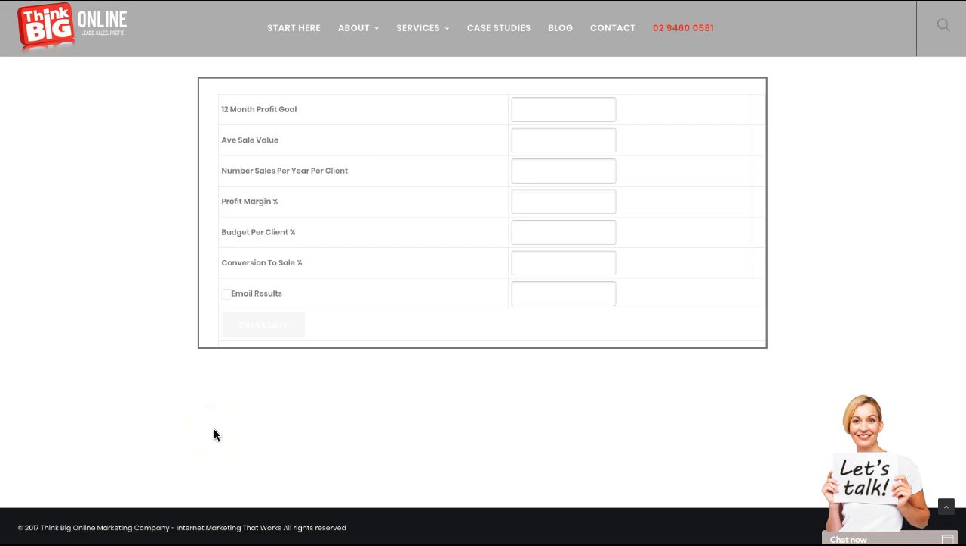Okay, here's a quick tutorial on how to use the Business Growth Calculator. What this calculator will enable you to do is input your details, and it will give you back your core KPIs for your business that you need to hit this year to be able to achieve your profit goal for the 12 months. So what we do up the top is put in our profit goal.